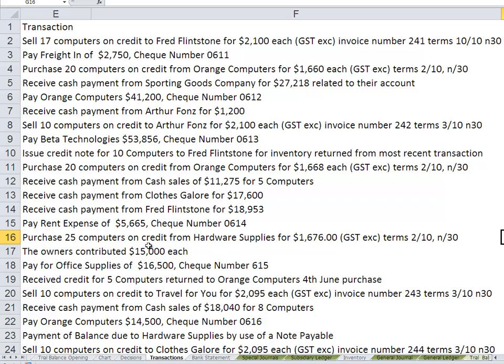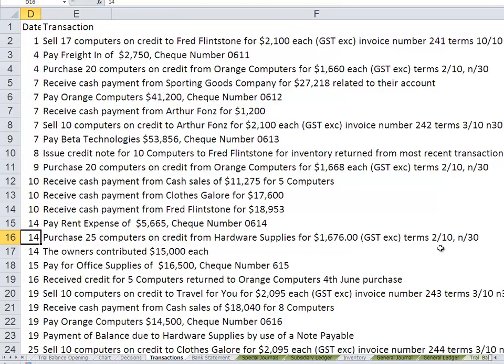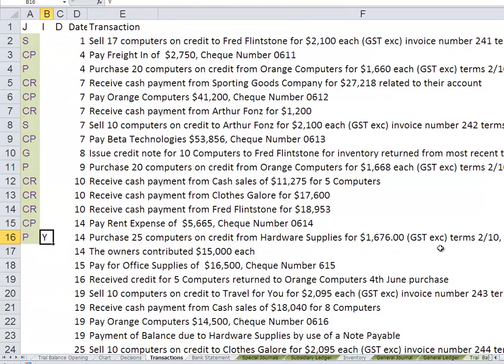It's purchase 25 computers on credit, terms 2, 10, net 30. So it will eventually involve discount, but not yet. So the answer to that one is no. There's no discount on this transaction now. So it's the inventory workbook. So let's go to the inventory workbook first, because it might be a bit easier to work things through.